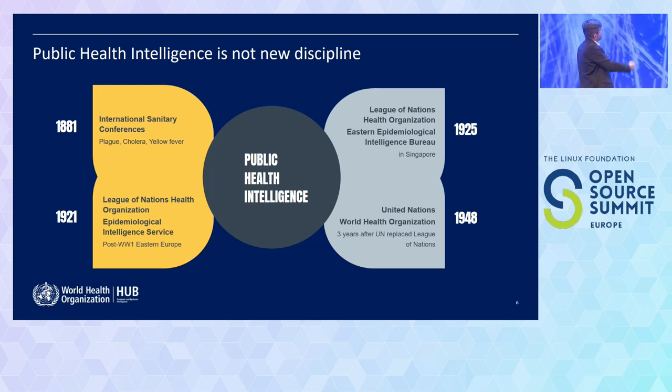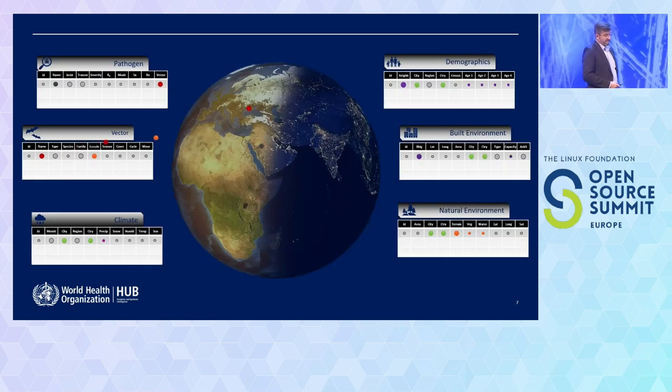Again, the League of Nations had an approach, and in the end, the World Health Organization, which was founded 3 years after the UN, replaced the League of Nations. So people were going about addressing the problem and the complexity of understanding the mechanism of disease spread and trying to mitigate, at least, if not prevent. So our ambition is big.